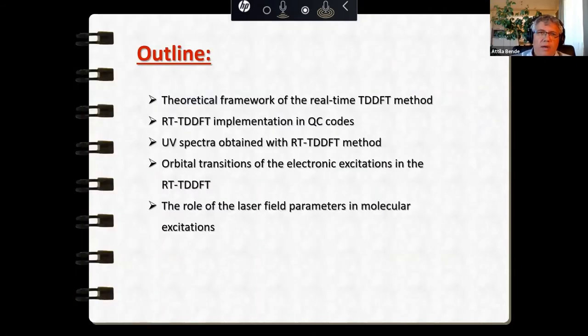Here is my outline. In the first step, I will talk about the theoretical framework of the real-time TDDFT. I will present some quantum chemistry codes where this method was implemented. And in the last three steps, I will show some applications of this theory regarding the UV spectra, orbital transitions, and the different roles of laser field parameters in molecular excitation.